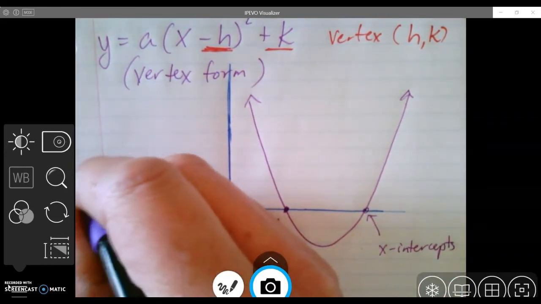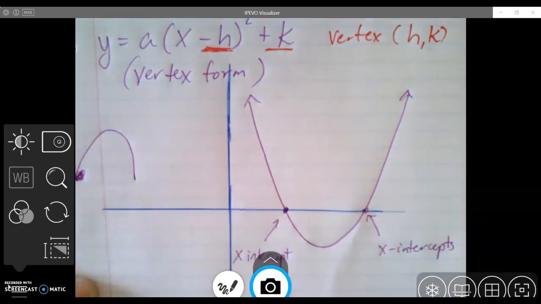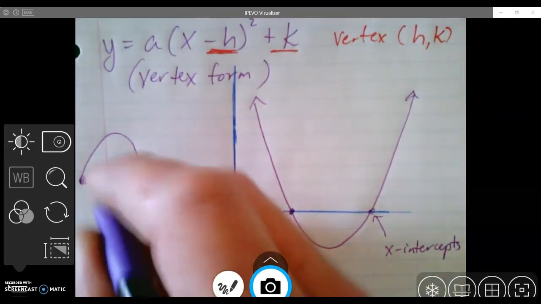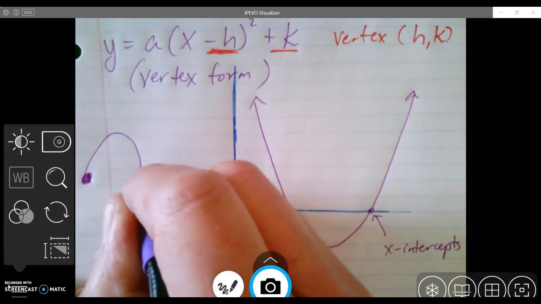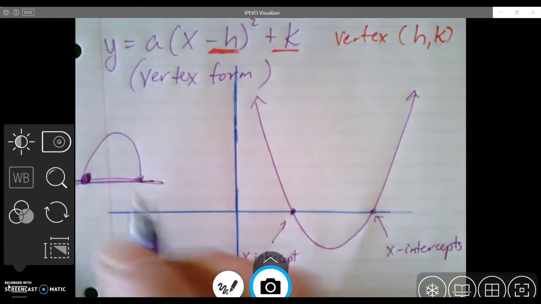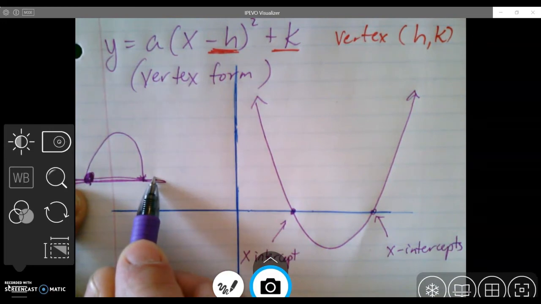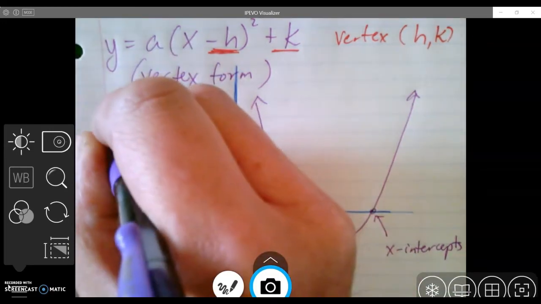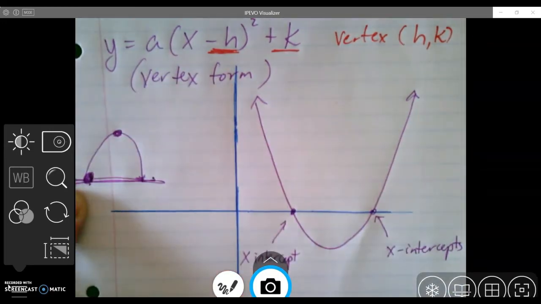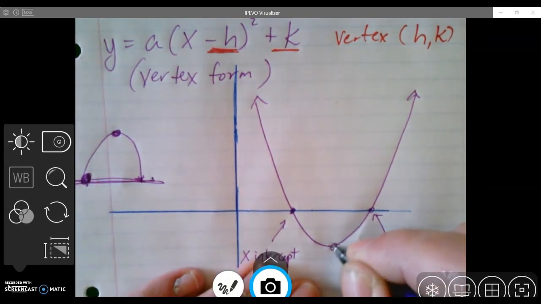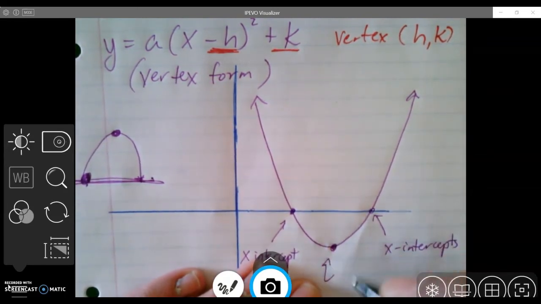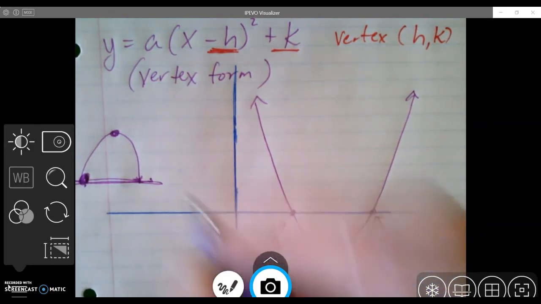person kicking the soccer ball, make a ball there. When they kick the soccer ball, it's a very poorly drawn ball, I apologize. The intercepts would be, if this is the ground, the intercepts where it started and where it finished. And the vertex, for the soccer ball, the vertex would be the high point. So a lot of times, those are the key things we're interested in. Where did it start? Where did it stop? And where was the maximum or where was the minimum?